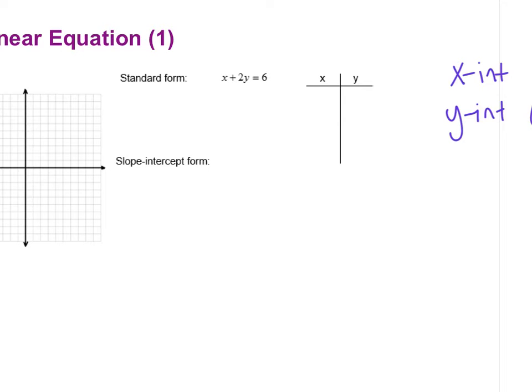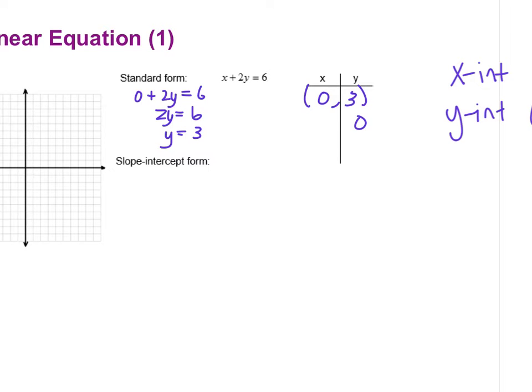We're going to make the x is 0, and then we'll make the y is 0, and let's get these two ordered pairs. So if x is 0, that's just 0 plus 2y equals 6. So really it's just 2y equals 6. Divide both sides by 2, and the y value is a 3. So that's one ordered pair, (0, 3).